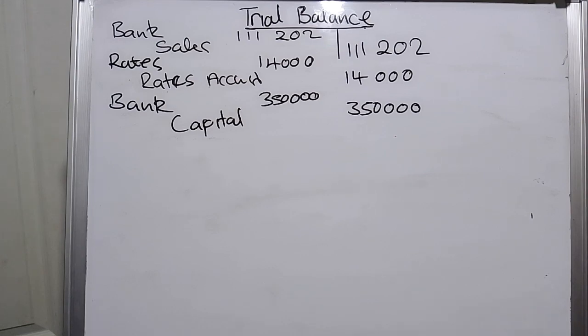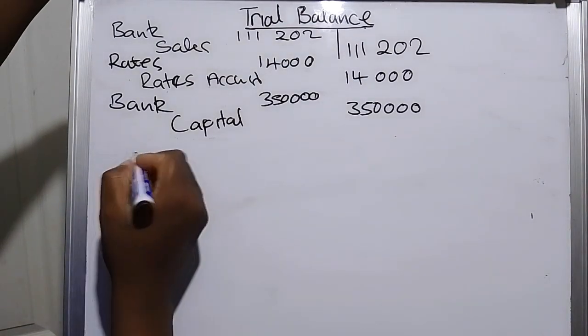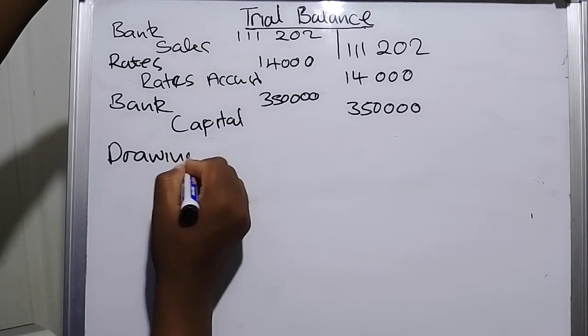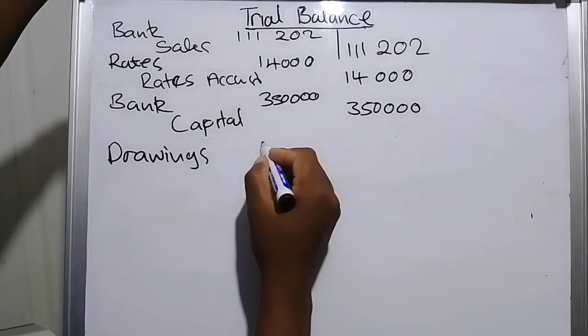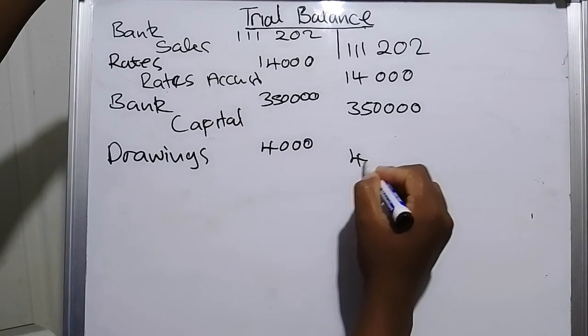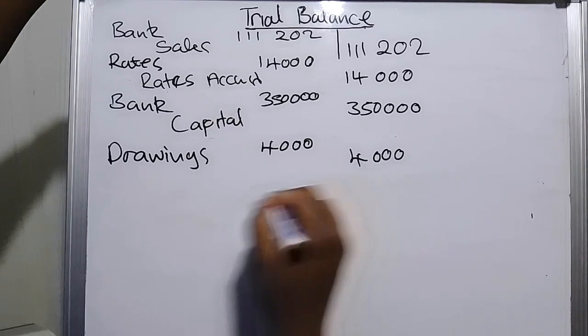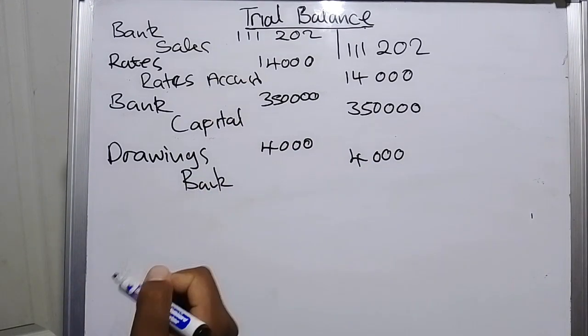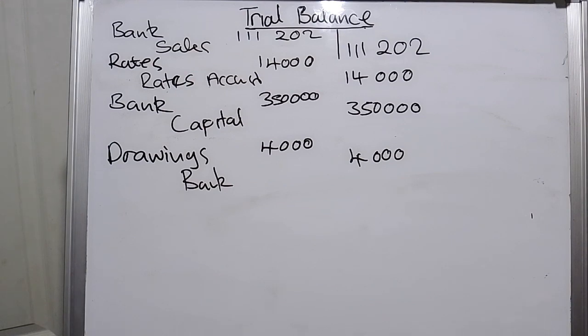The owner withdrew 4,000, so it's now drawings. We are debiting drawings with 4,000 and crediting bank with 4,000. Then we move on.